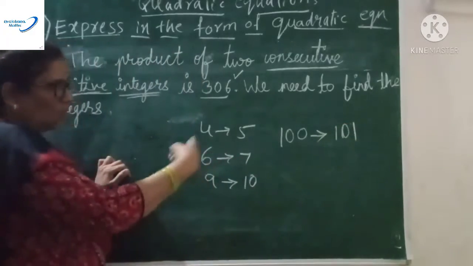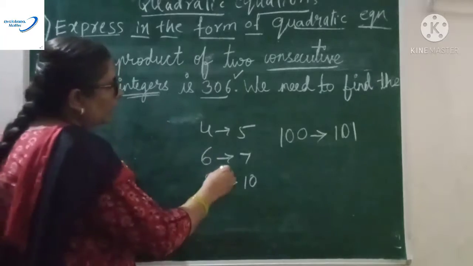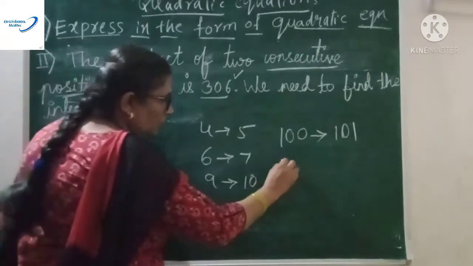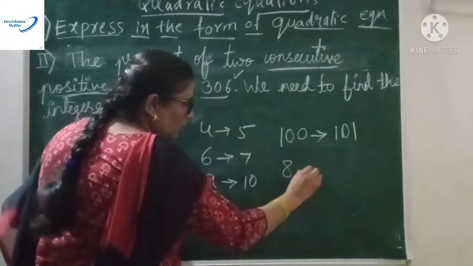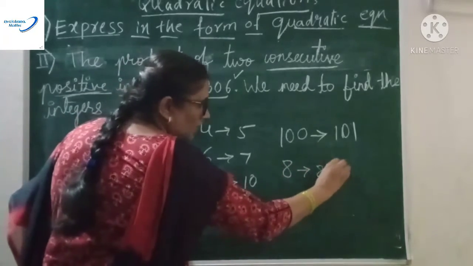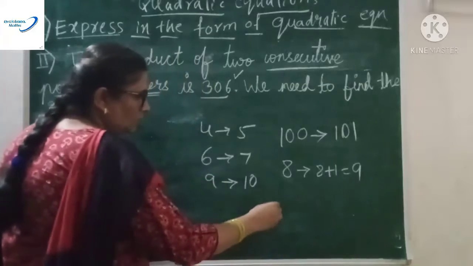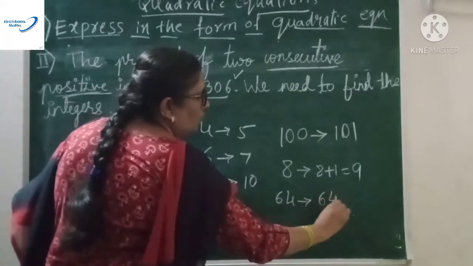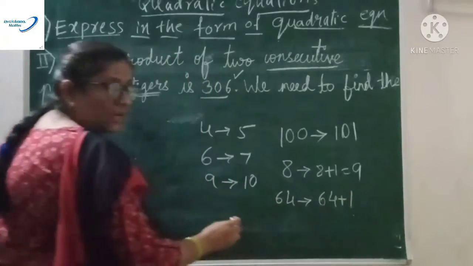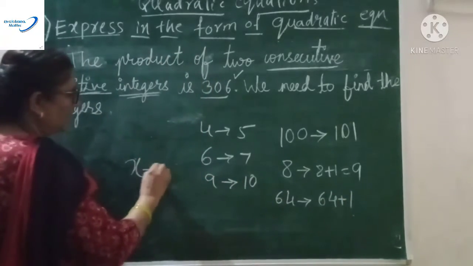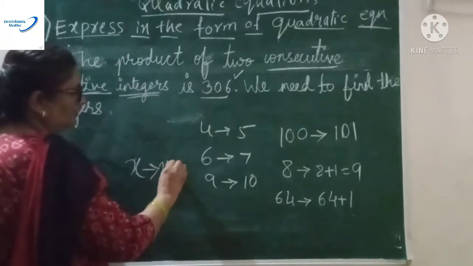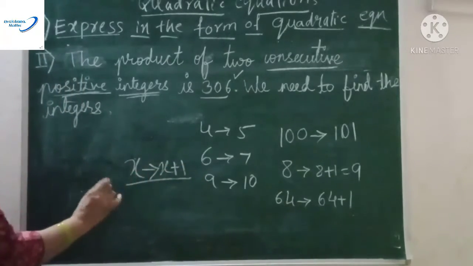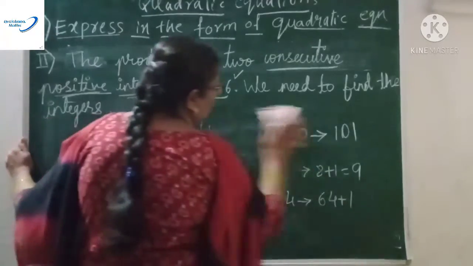That means to get the consecutive number, you are just adding 1 to the previous number. Suppose you are given 8, the consecutive of 8 is 8 plus 1, that is 9. Suppose you are given 64, then the consecutive of 64 is 64 plus 1. Now children, can you tell me the consecutive of x? Yes, it is x plus 1. Now look at this. If you know this concept, then this problem is very easy.